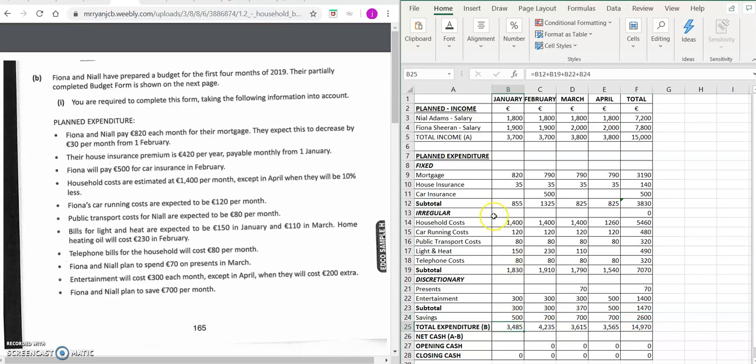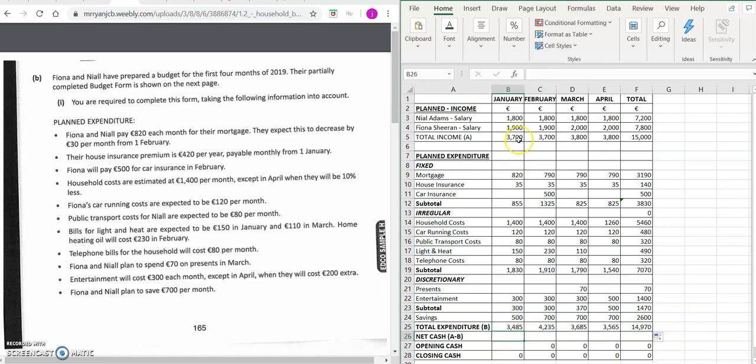So to get your total expenditure, we need to add our subtotals for fixed, subtotals for irregular, subtotals for discretionary, and don't forget your savings. And you're going to add them up together. So 855 plus 1,830 plus 300 plus 500. And you're just going to add them up for each month across and also for your total column.